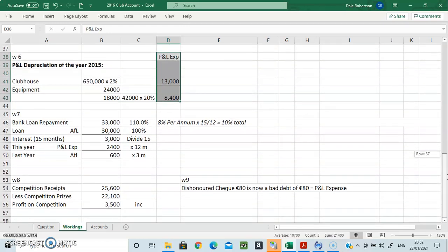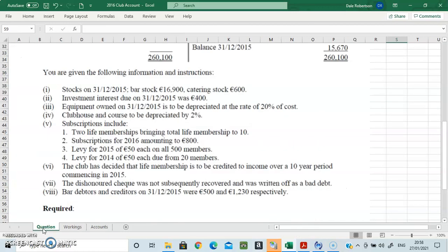Now, what's left for us to tidy up? Well, if we go back to the question one more time, we will see at the bottom that we have everything dealt with now. Number 1, 2, 3, 4, 5, 6. The only thing that is not dealt with is that the dishonored check was subsequently not recovered and written off as a bad debt.